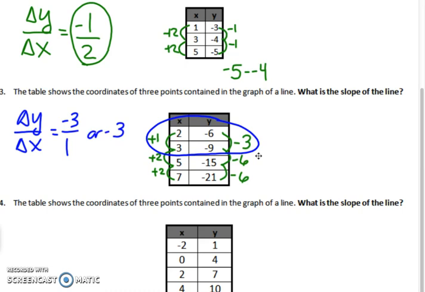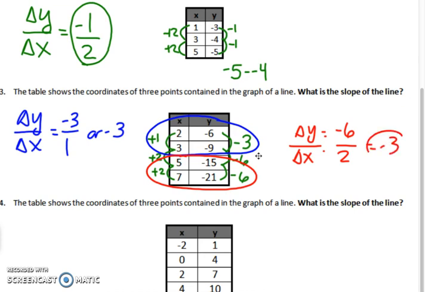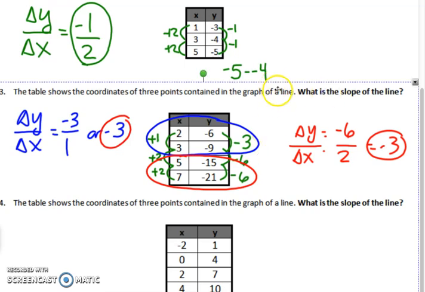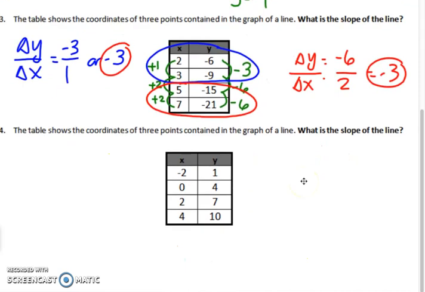Okay, if you happen to pick maybe these 2 points, your change in y was a -6, and your change in x was a 2. And we know that -6 divided by 2 is still a -3. So you get the same answer, just kind of your pick of which one you wanted to do. So if they go up by different amounts, pick your favorite 2 numbers, and that's going to be the rate of change. So why don't you try number 4 on your own and press pause, and then we'll go over it.